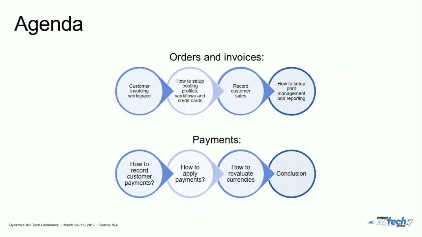What we have done is distributed this presentation into two parts. We'll be talking about orders and invoices, and then we'll be going into payments. So I'll be covering orders and invoices, and she'll be covering payments. In the orders and invoices part, we'll be talking about the customer invoicing workspace. It's a new workspace that we introduced in the fall release of operations last year. We'll go into some of the setup processes. So we'll be talking about posting profiles, workflows, and credit cards. And from there on, we'll go into entering an order.